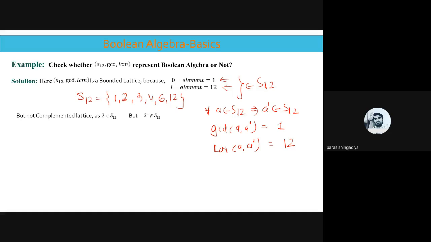So the first element is 1. Which element is the complement of 1? Obviously 12. Because what will be the GCD of 1 and 12? That is 1. And what is the LCM of 1 with 12? 12 into 1, that is equal to 12. So 1 dash is equal to 12, and similarly 12 dash is equal to 1. Clear? They are complements of each other. And now for the next number, 2.